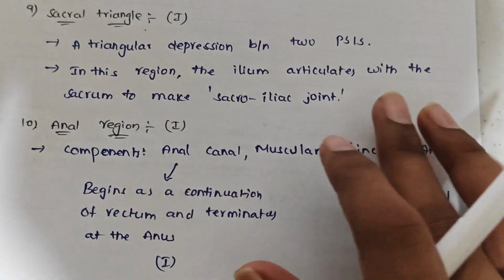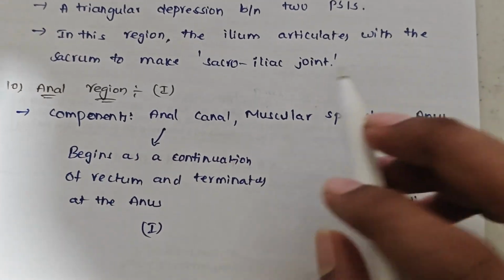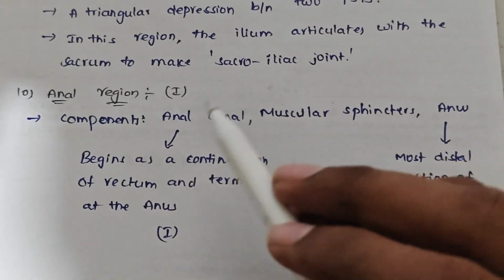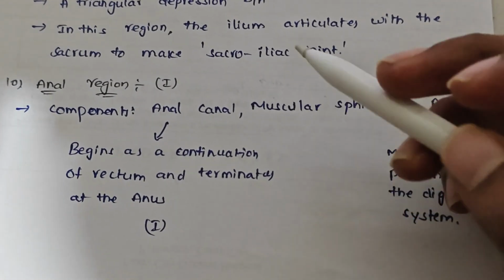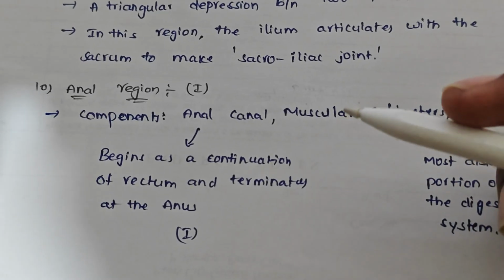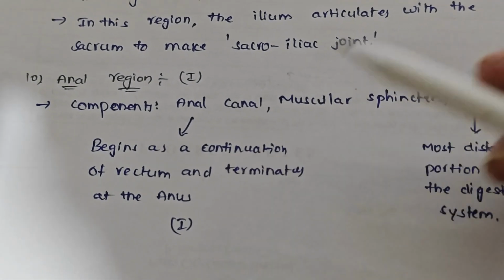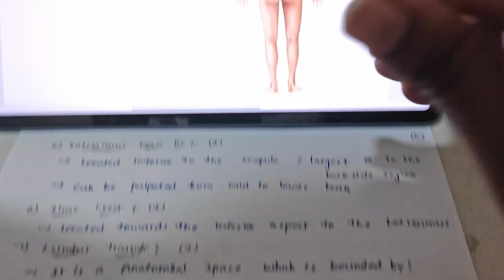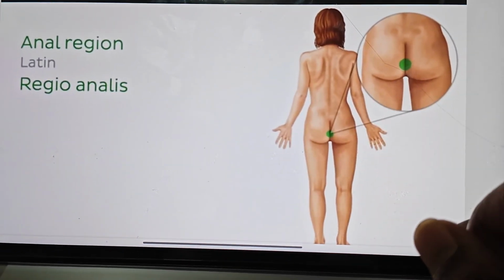Last but not least is anal region. The components of anal region are anal canal, muscular sphincters, and anus. Anal canal begins as a continuation of rectum and terminates at the anus. And anus is the most distal portion of the digestive system. In the picture, this one is the anus region.